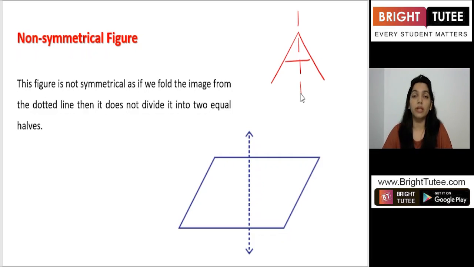For example, look at this parallelogram in front of you and look at the line of symmetry. This particular figure is not symmetrical, as if you fold this image from this particular dotted line, then it will not divide into two equal halves. If you fold this, you will see that the lines are not overlapping exactly to each other.